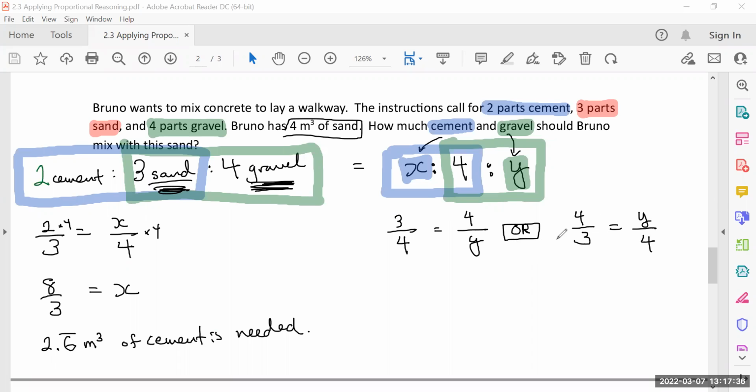Why not, right? It just makes life easy for us. And again, these are just based on ratios. So instead of saying 1 to 2, just say 2 to 1. It's okay. And so I will multiply both sides by 4. It should look familiar by now. Y is 16/3. You plug that into the calculator. Therefore, 5.3 repeating meters cubed of gravel is needed.